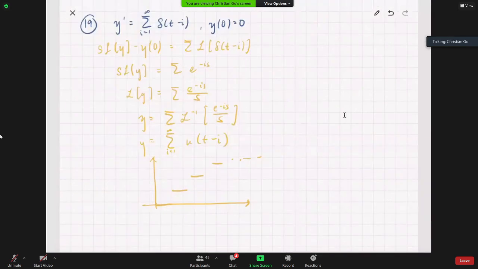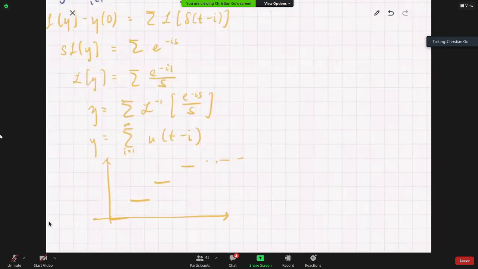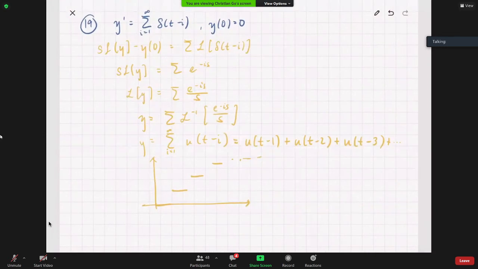Okay. I'm not sure who asked this earlier. Wait, isn't u of t minus anything supposed to just cap at 1? Oh, wait, but so what is this? Let's write this. This is u of t minus 1 plus u of t minus 2 plus, you're not subtracting anything. Oh, okay. Good, good, good. Awesome. Okay.